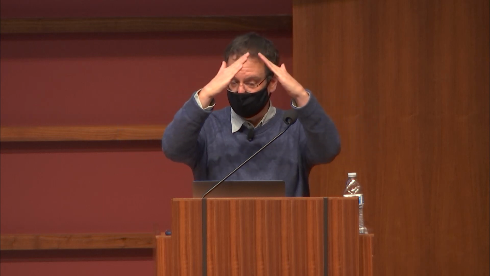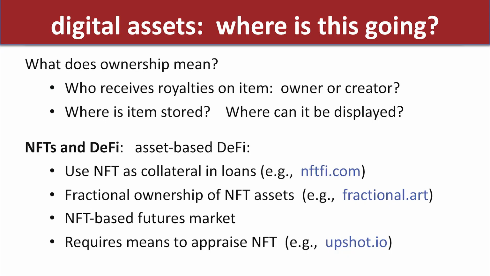And the other thing that's happening is the world of NFTs and the world of DeFi is starting to merge, in the sense that if you own an NFT, you can use it as collateral in loans. So you can use your CryptoPunk as collateral to now buy a house and get a mortgage, right? You can actually do fractional ownership of an NFT. You can build a whole NFT-based futures market. You can sell derivatives on your NFT. So there's an entire financial market that's evolving and being created around these NFTs.